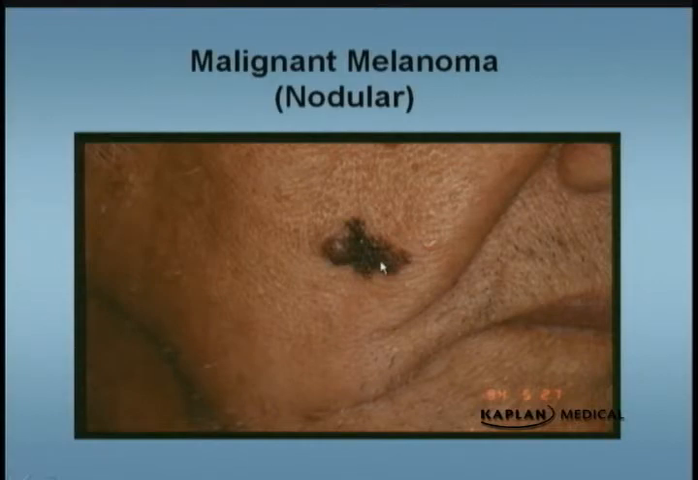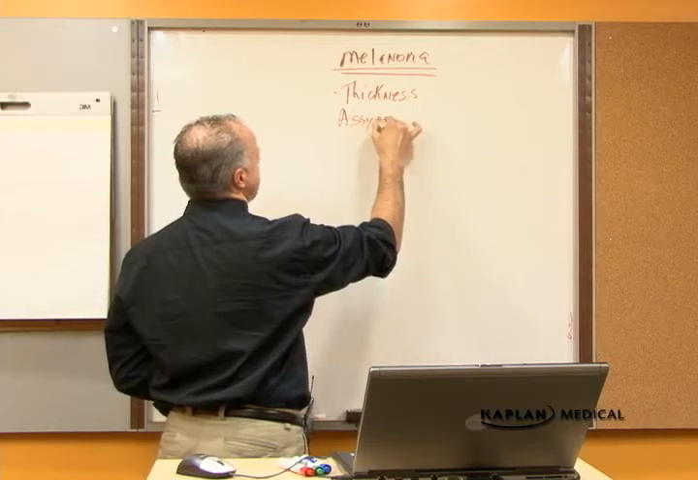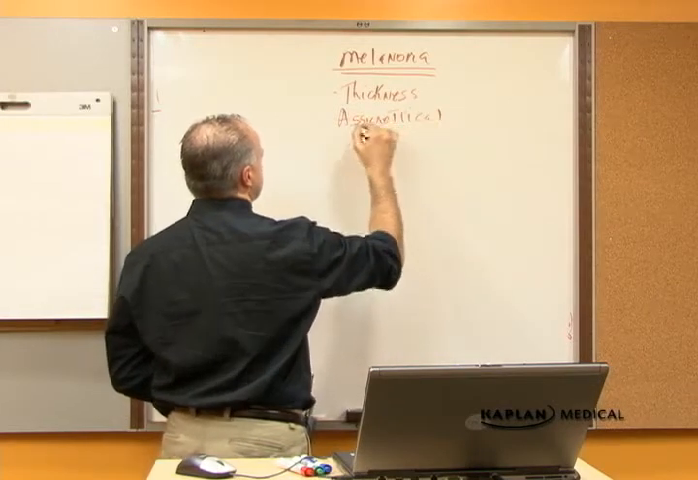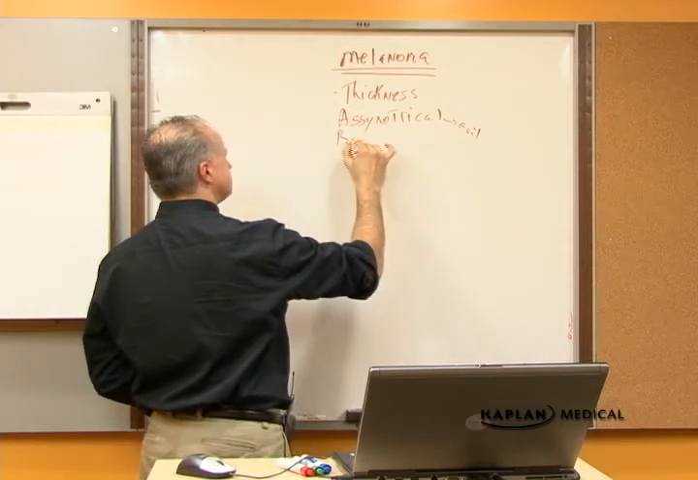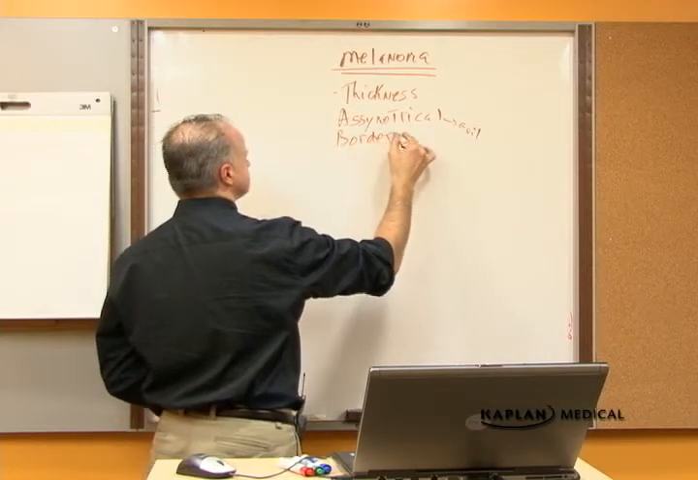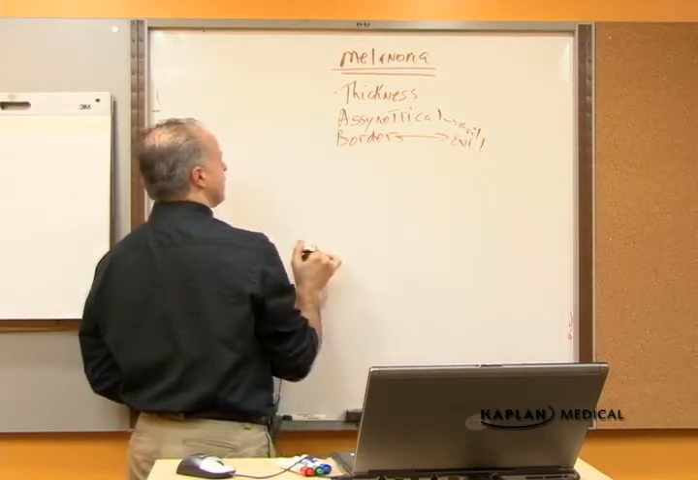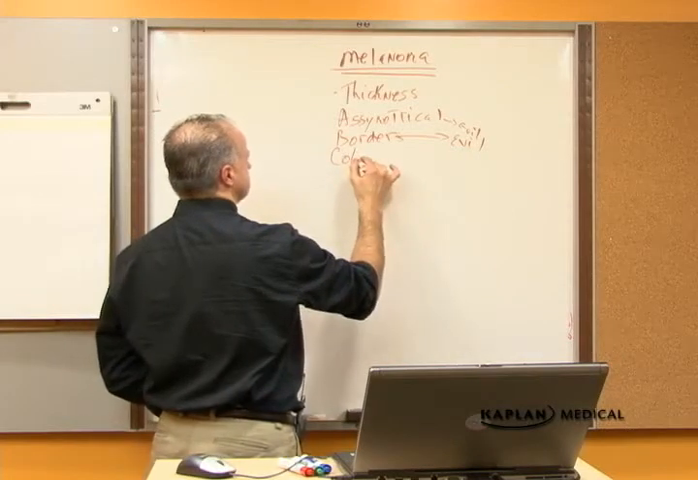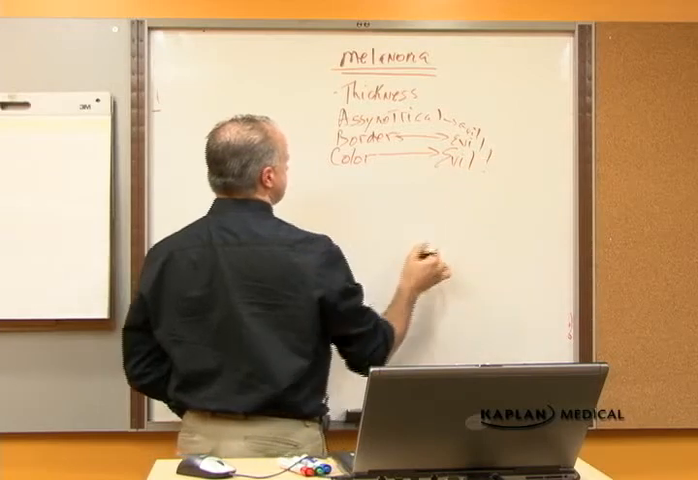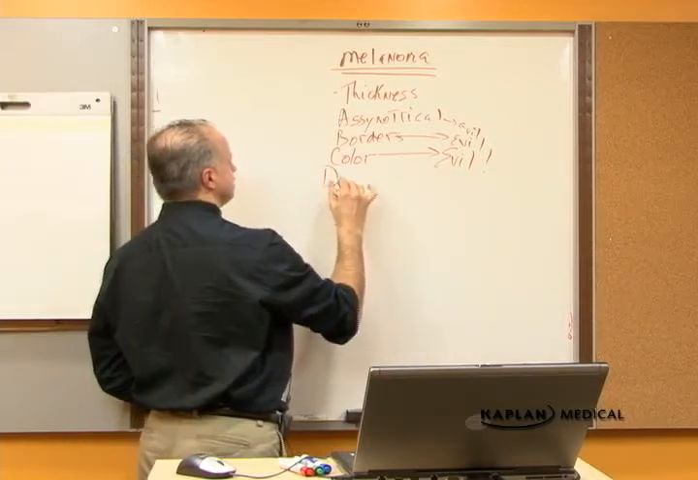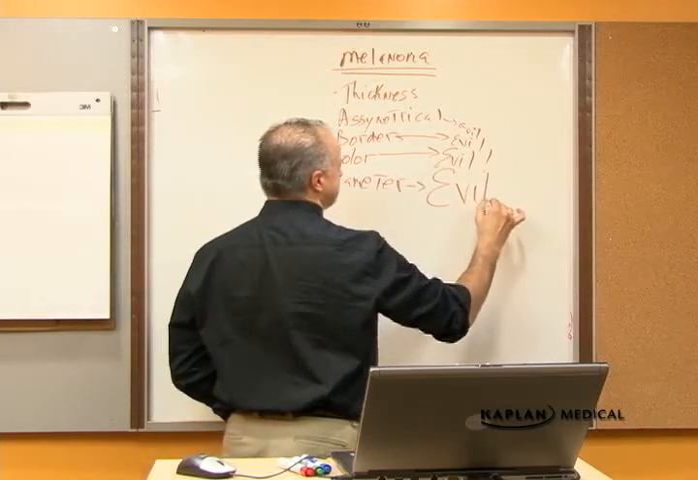If it's growing in diameter, that's the worst thing. It's not symmetrical. It's asymmetrical. That's a little evil. Its borders are irregular. It's not smooth and round and even. The colors are irregular. It's darker at some points and lighter than the others. Oh my goodness, the diameter. If the diameter is growing, that's the biggest evil.